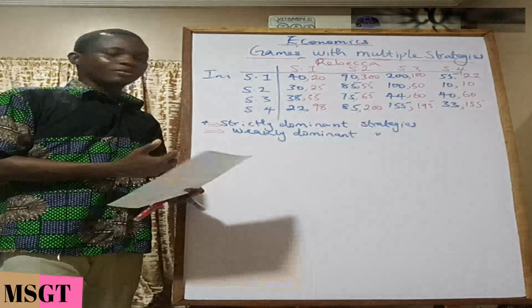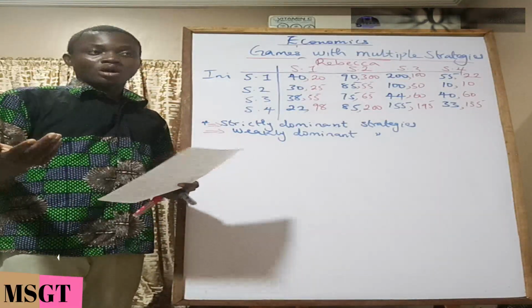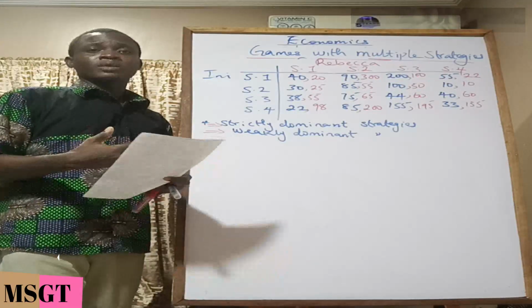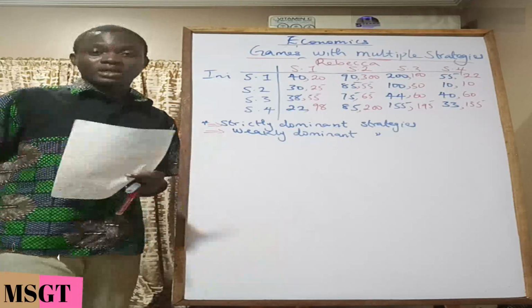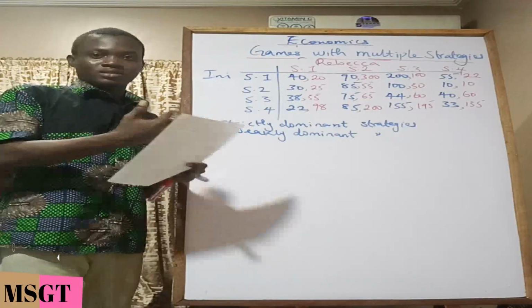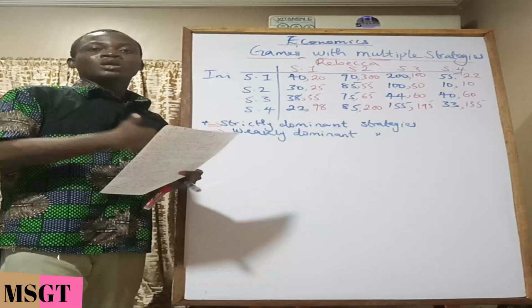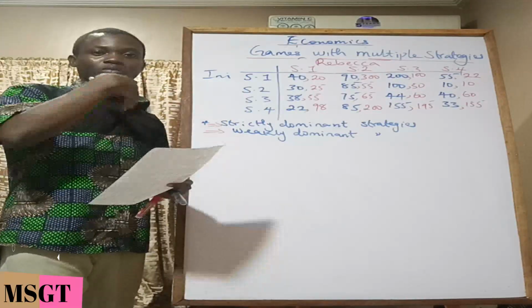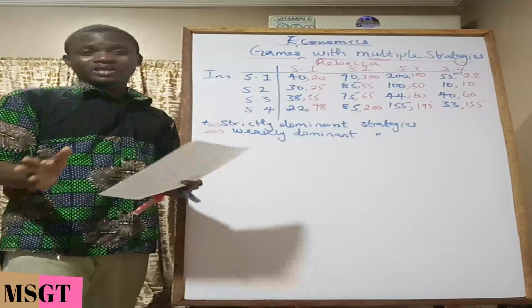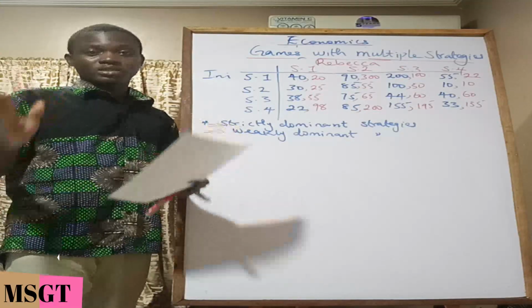Now, we also have what we call the weakly dominant strategy. All right, so it's a strategy that for some of the decisions that the other player is going to make, the strategy is as good as what other strategies will give him, and better than the payoffs of other strategies that he or she has. Now, I know that can be kind of confusing, but let me make it easy to explain.